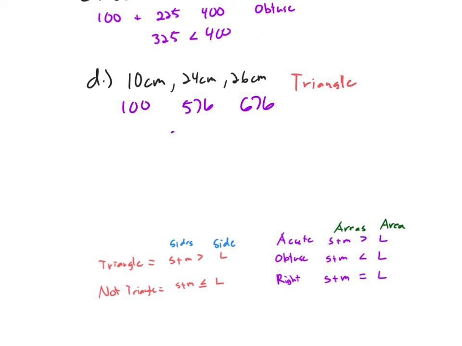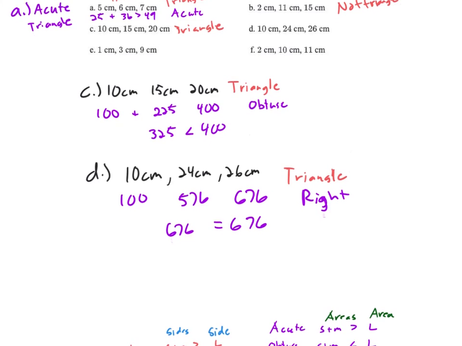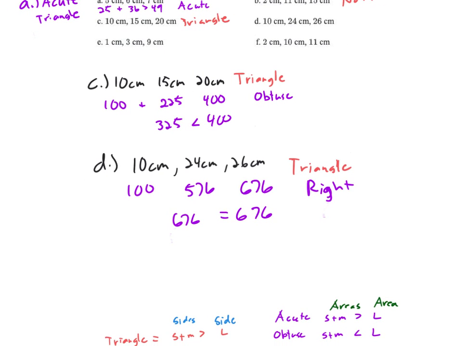Well, when I add these two up, I get 676. Therefore, these two are equal. So this is a right triangle. Let's take a look at our next one here, which is going to be E. And in fact, here's what I'm going to have you do. Pause the video, see what you come up with for letter E and letter F, and I'll show you the solutions in just a second.